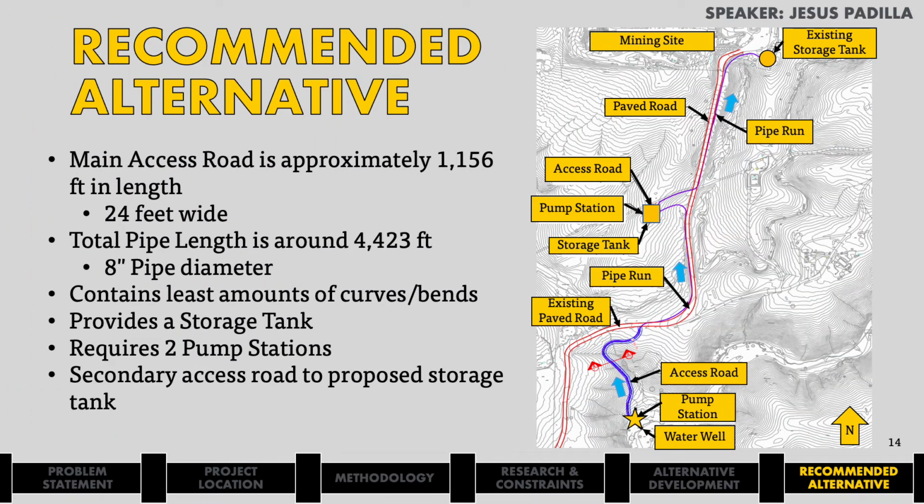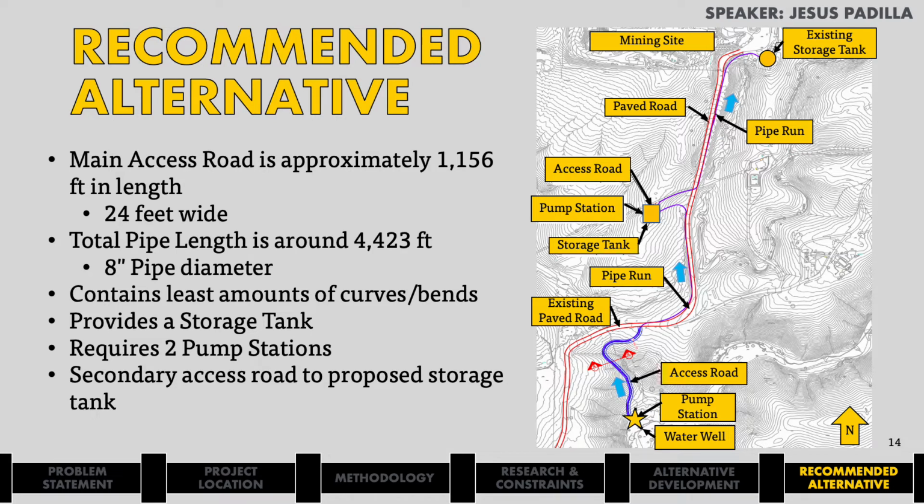Thank you. Hello everybody, my name is Jesus. So out of the different alternatives, we recommended this 8-inch water pipe network. See the image on the right? This transports water from the well, represented by the star, to the storage tank location represented by the square, and from there it transports the water to the tank located in the mining site, represented by the circle.